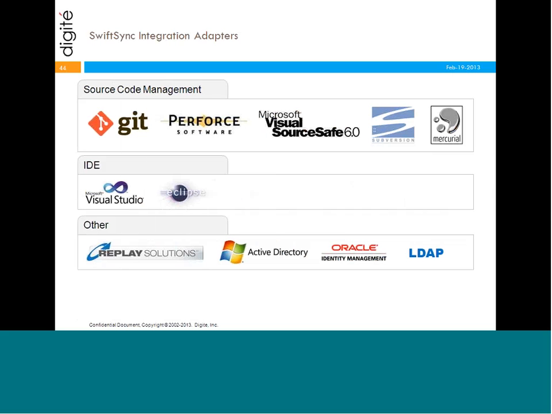If you are a large enterprise, you already have a tool like Active Directory or LDAP that helps you manage your users and privileges and so forth. And SwiftSync supports that, and helps you quickly put together the overall integrated ALM environment and get to a place where you have better collaboration, better visibility, better overall ALM governance.